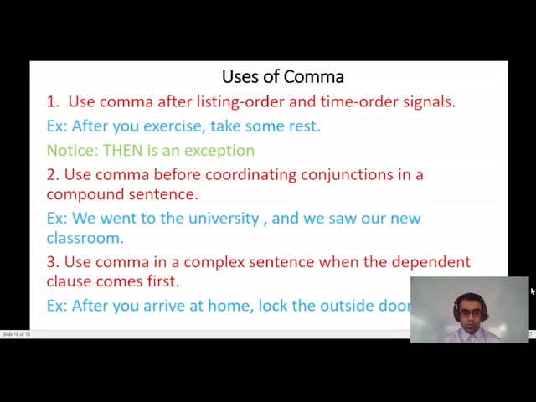For example, we went to the university, and we saw our new classroom. This is an example of a compound sentence. We went to the university. This is one independent clause and this is a coordinating conjunction. We saw our new classroom. This is another independent clause. So we need to put a comma before the coordinating conjunction.